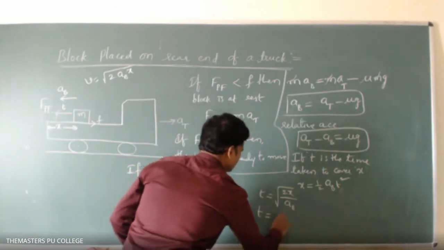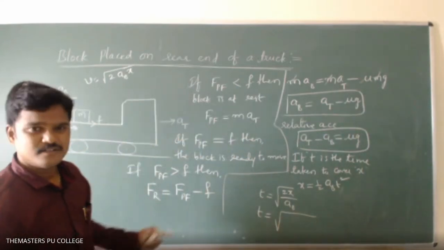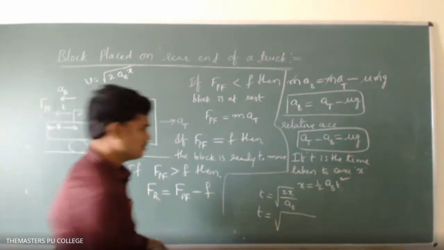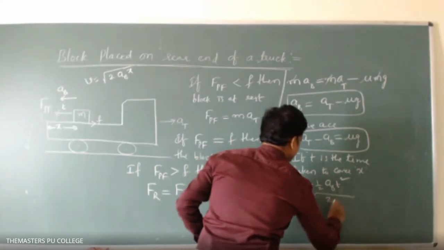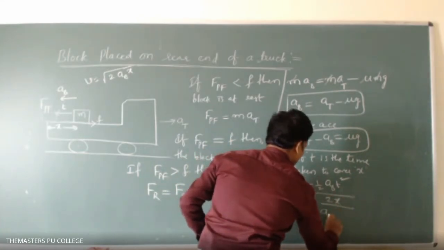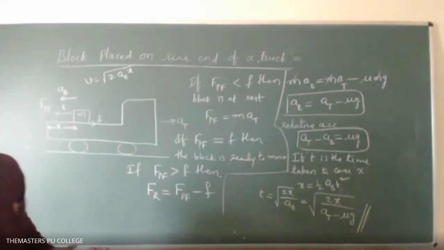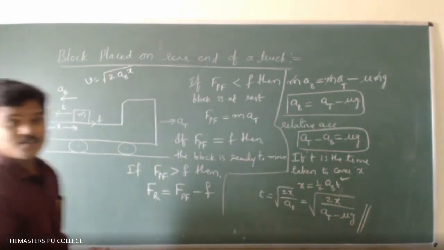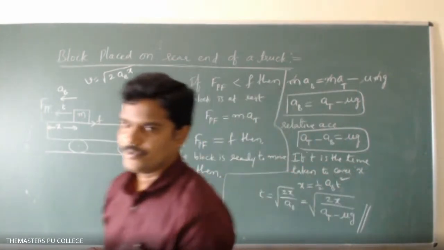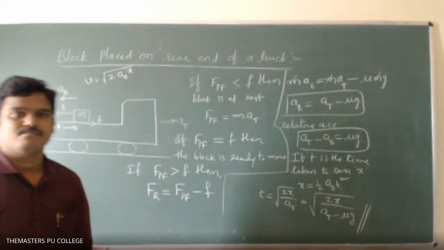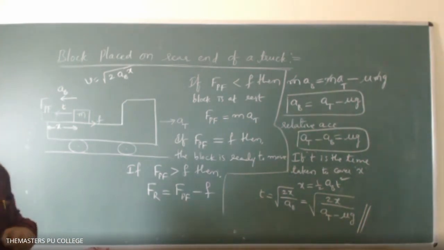Is it visible downside? Yes, downside sir. Then t is equal to root of 2x by the acceleration of the block, which is AT minus mu g. This is the time taken to cover a distance of x on the truck. Keep in mind. Completed?